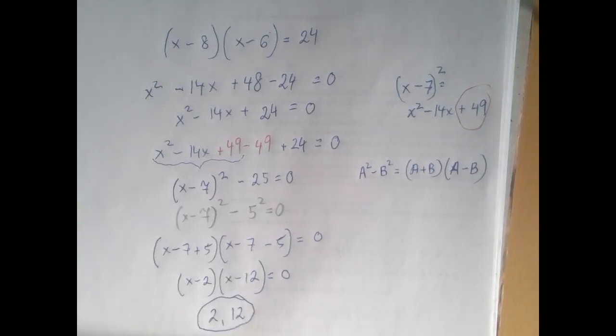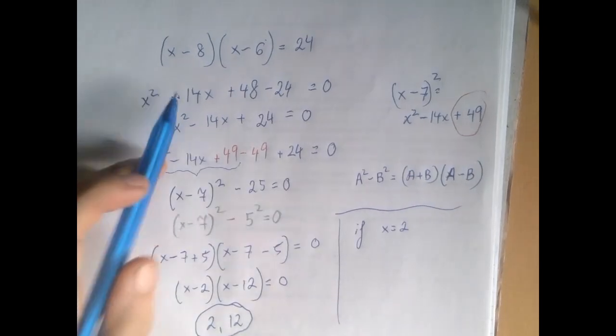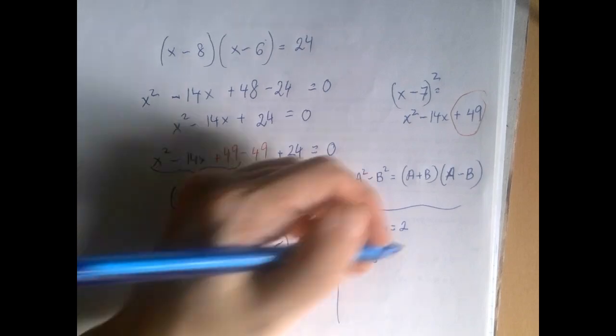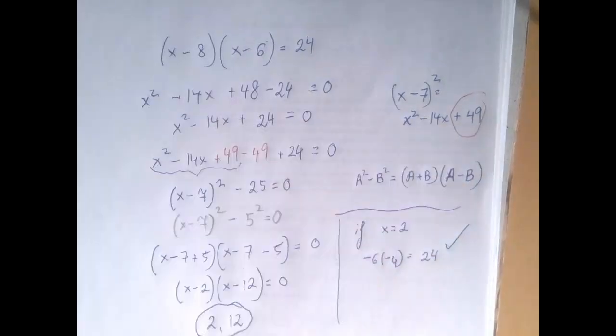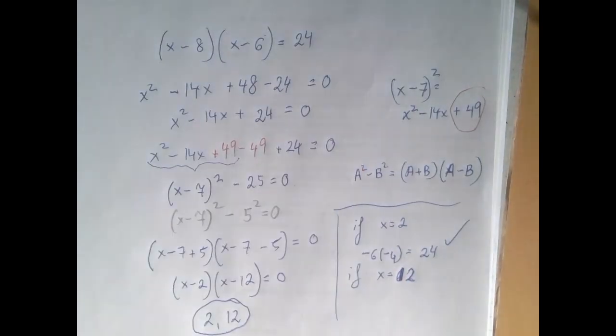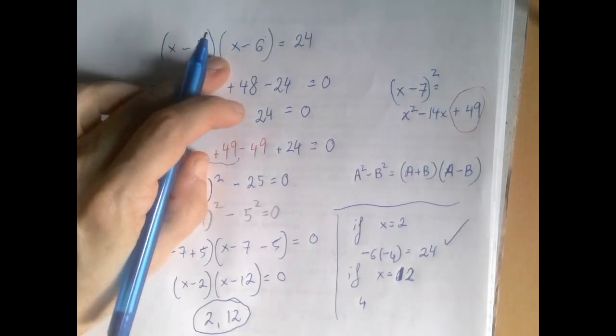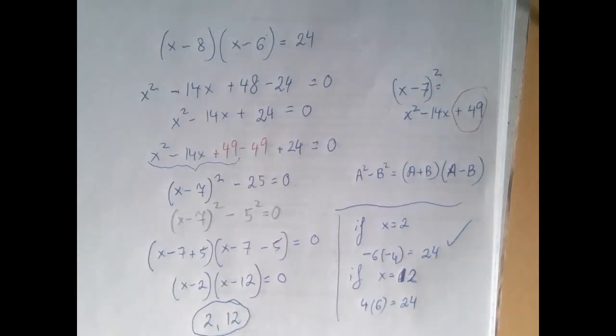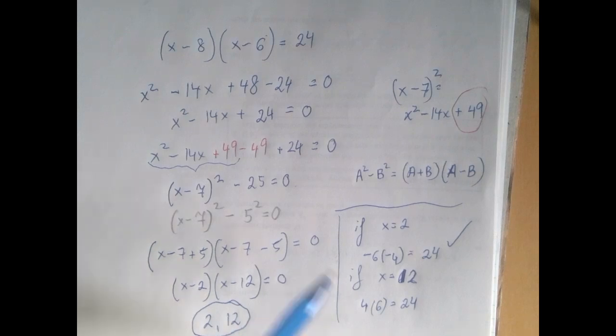Let's check with 2. If x is 2, 2 minus 8 is negative 6, and 2 minus 6 is negative 4, and negative 6 times negative 4 is indeed 24. So we're good on that. And when x is 12, then 12 minus 8 is 4, and 12 minus 6 is 6, and that product is also 24. And once we kind of see how a product can be 24 in two fundamentally different ways, the positive times positive and the negative times negative.